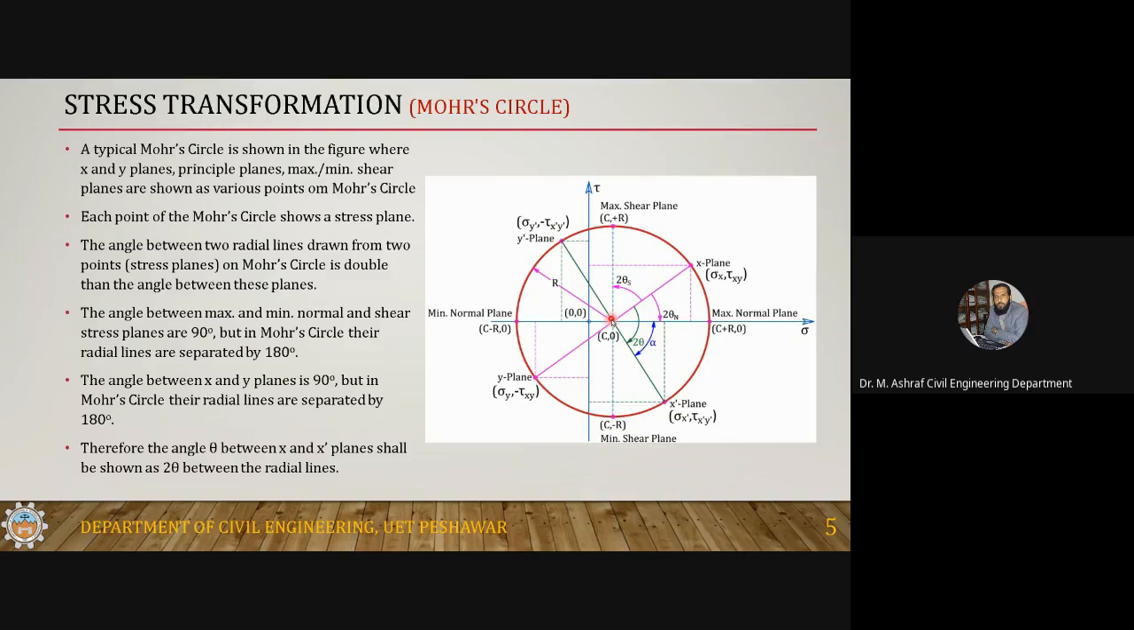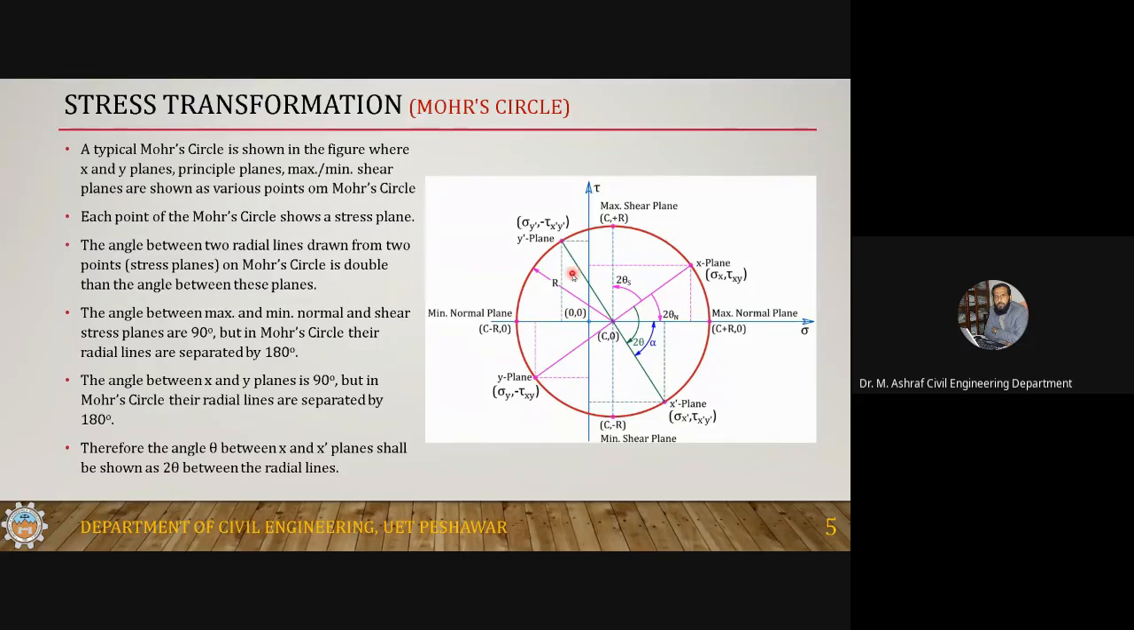Now open your compass according to the same scale, because you will have to select the same scale for C and for R. So according to the same scale, open your compass, and with this as center, draw a circle. Okay, so this circle is a Mohr circle. This is known as a Mohr circle.